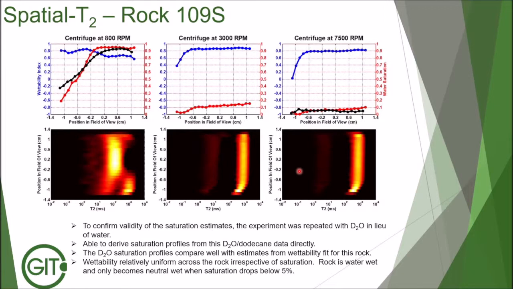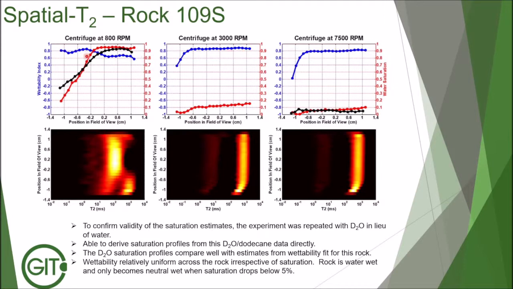This slide shows the results of the spatial T2 wettability analysis for rock 109S. The 100% water saturated rock was spun at 800, 3000, and 7500 RPM when surrounded by dodecane. The blue traces are the wettability predicted as a function of position from the spatial T2 data.